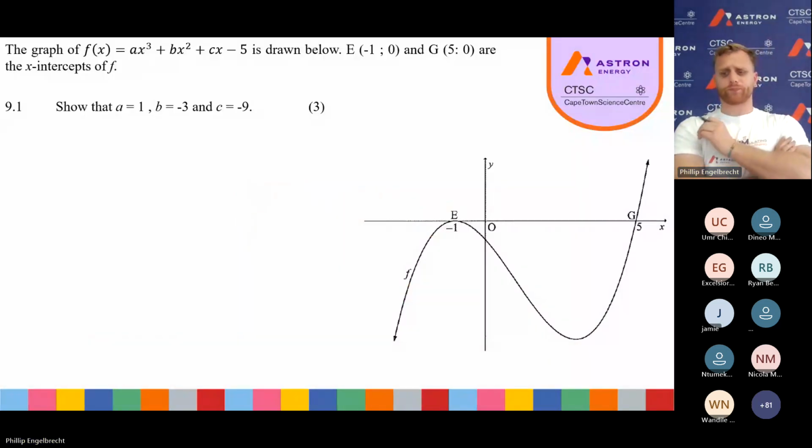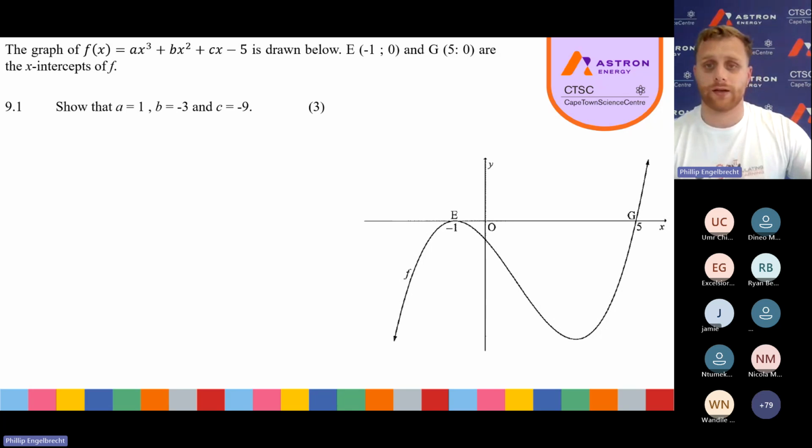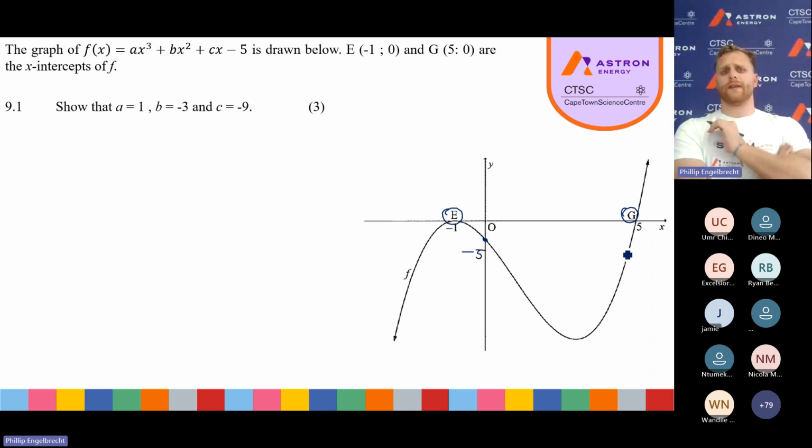Okay. So it says the graph of f of x, and they've given you the equation of f of x, is drawn below. E, which is the point -1 and 0, and G, the point 5 and 0, are the x-intercepts of f. Okay. So here's E, here's G, and here's also the y-intercept at -5. Okay. Just so we have that.